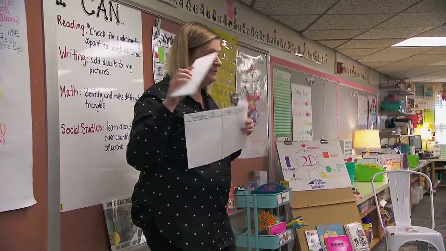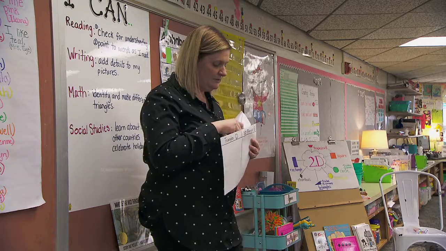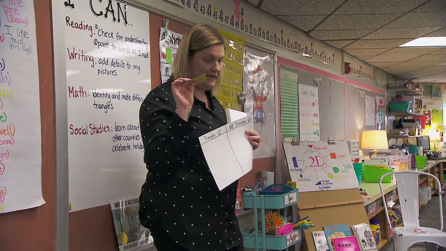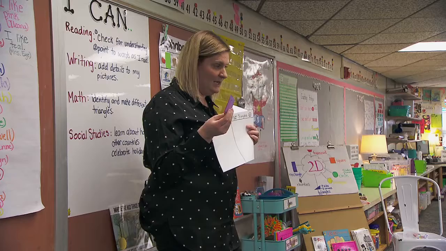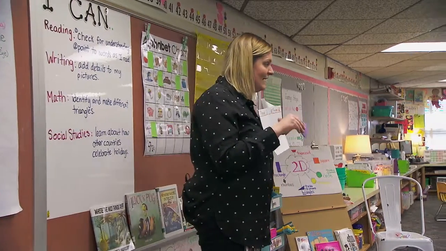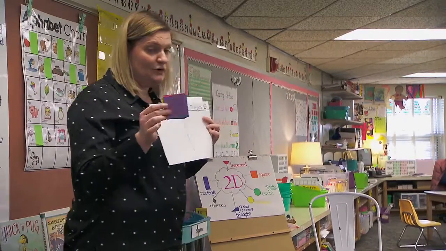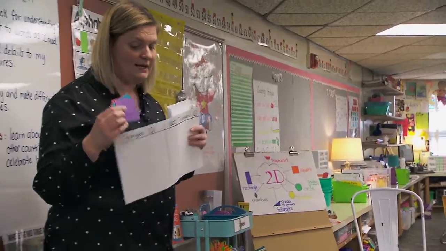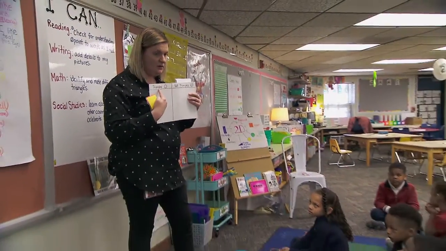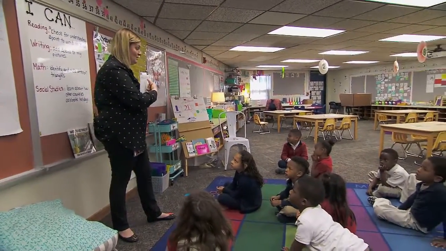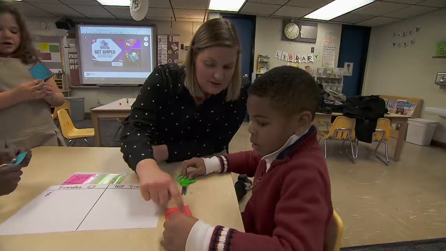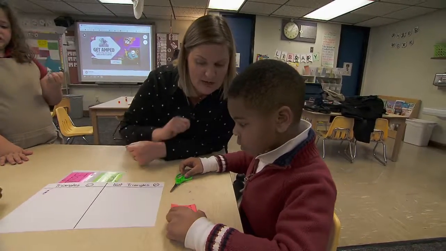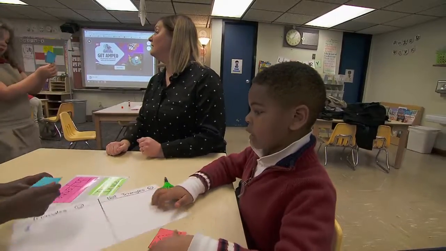You're going to have an envelope. Inside your envelope are shapes. They're different shapes. It is your job with your table, you have to look at the picture and decide, is it a triangle or not a triangle? We're not going to cut it. We're going to look and decide, is that shape a triangle or not a triangle? You need to go to your seat and raise your hand.